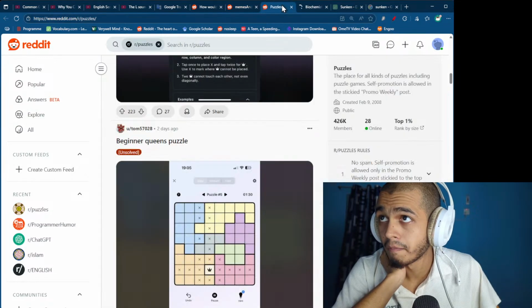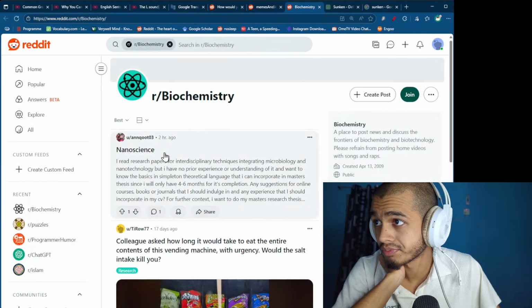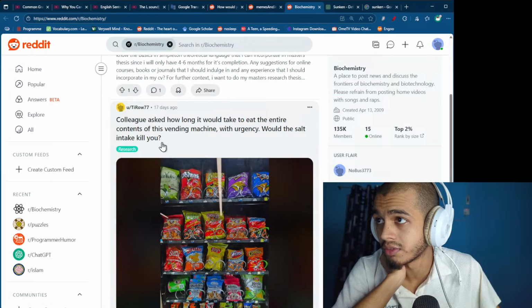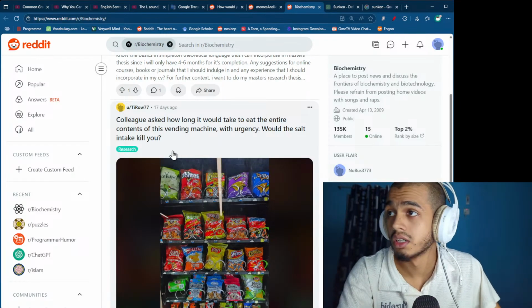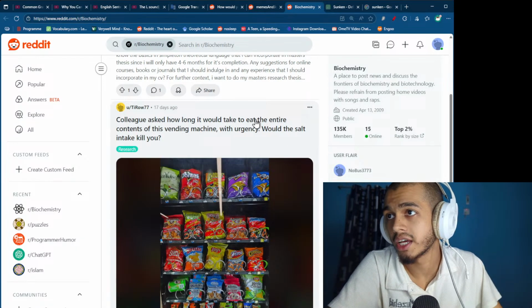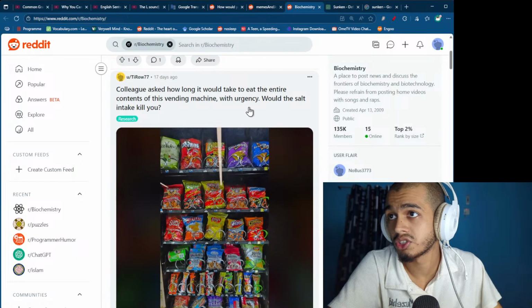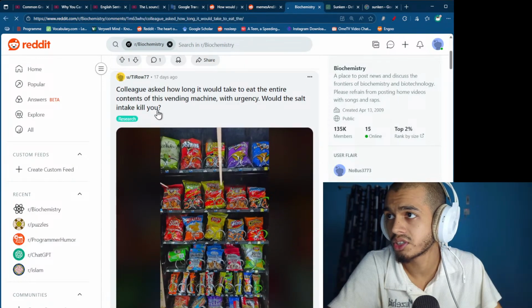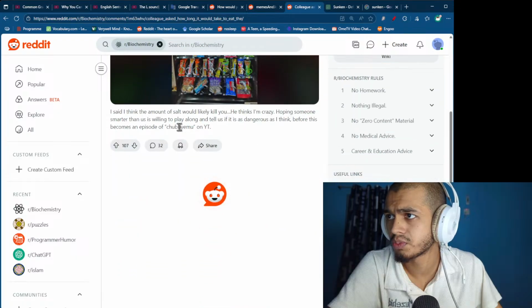Biochemistry. Non-science, bro. Colleague asked how long it would take to eat the entire contents of this vending machine with urgency. Would the salt intake kill you? Shit, man. No, it's research. It was research, bro. Biochemistry.